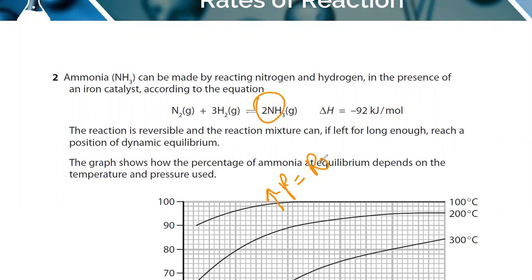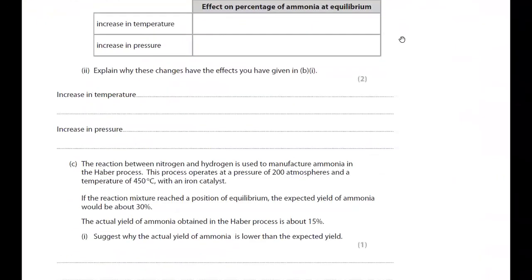Exactly. So that's how you'll explain it: when I increase the pressure, the reaction will shift to the side with fewer molecules. So the reaction will shift to the right, and as a result, more ammonia will be produced because now there is more forward reaction.